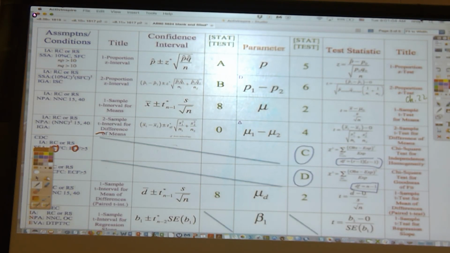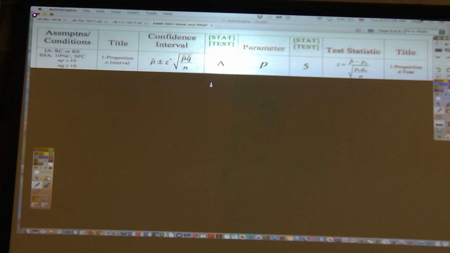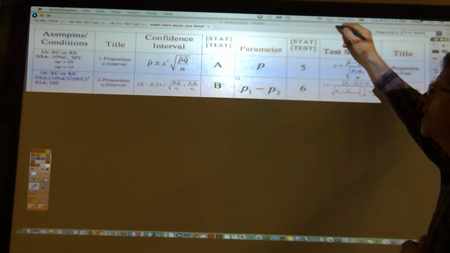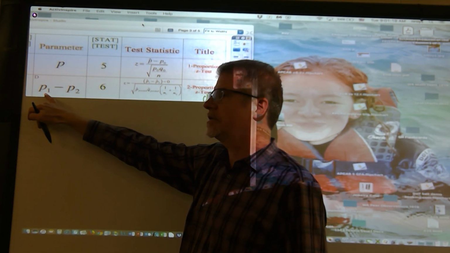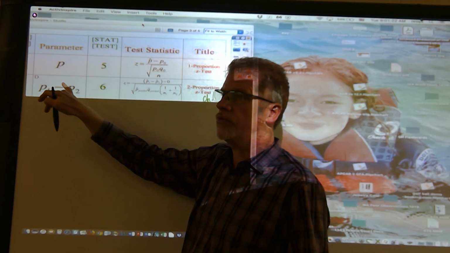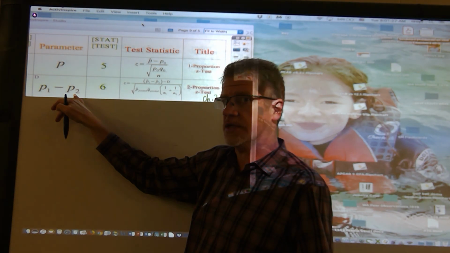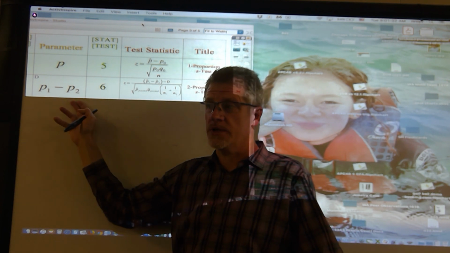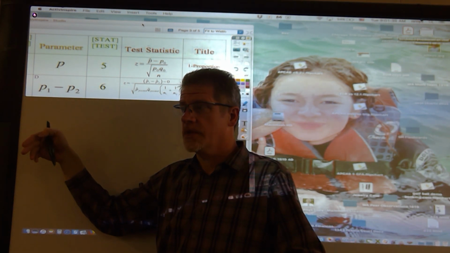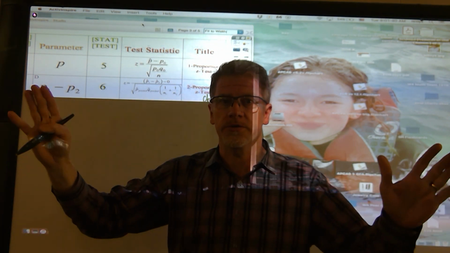p1 minus p2 could be an issue when you're wondering, things like, well, what's the proportion of Americans who want to see Donald Trump reelected? That might be p1. And the proportion of Mexican citizens who would like to see Donald Trump reelected. Are they the same? Is there a difference to 0, or is it non-zero? So the null hypothesis would be that 0, there's no difference.